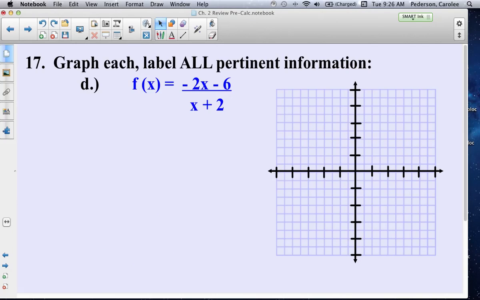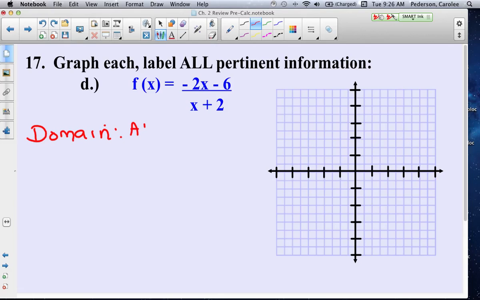Graph each, and label all the important information. So I tend to do it in a certain order. I would identify the domain restriction first. What would be the domain here? All reals except x can't be -2.